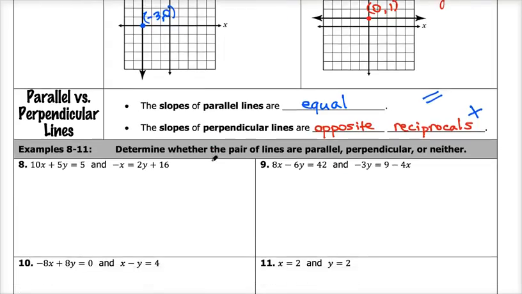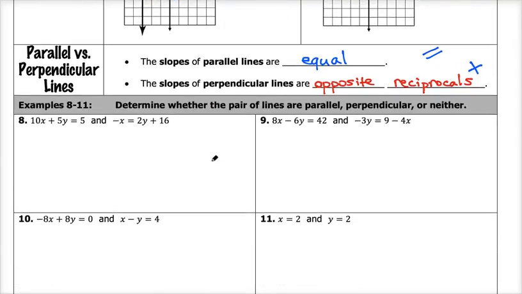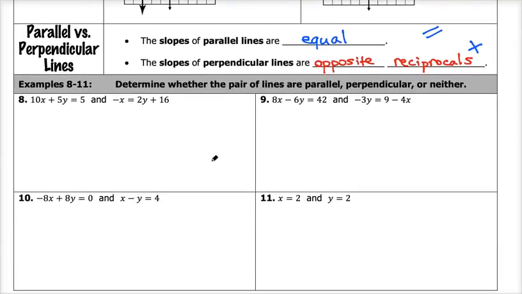So in these last few examples here, I've given you two equations for each, and you're just going to tell me whether the pair of lines are parallel to each other, perpendicular, or neither. And we'll start with 8. We have 10x plus 5y equals 5, and negative x equals 2y plus 16. So the easiest way to do this is to change your equations to slope-intercept form, because we have to identify the slopes in order to tell whether they're parallel, perpendicular, or neither.